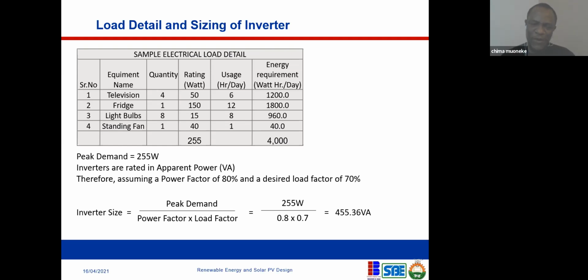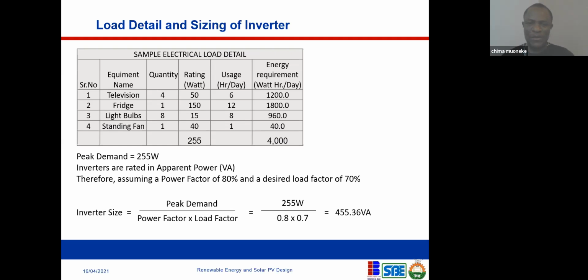Therefore, assuming a power factor of 80%, okay? Now, your generator is rated in kVA, but that does not mean that kVA is the actual output. The actual output is determined when you take the power factor into consideration. The actual energy that will come out from that generator will be less than the rated kVA, and that same thing applies for the inverter here.